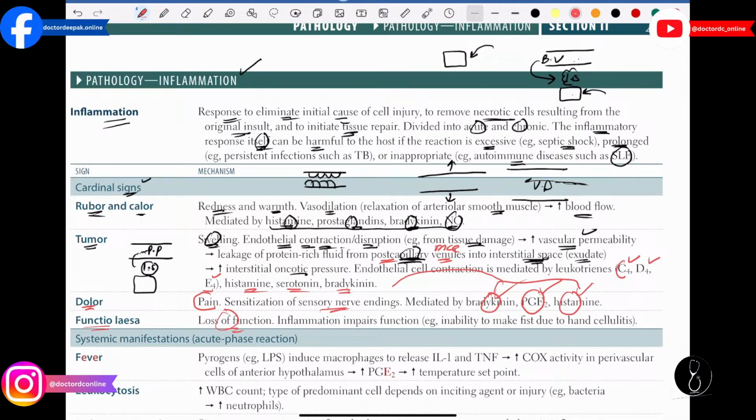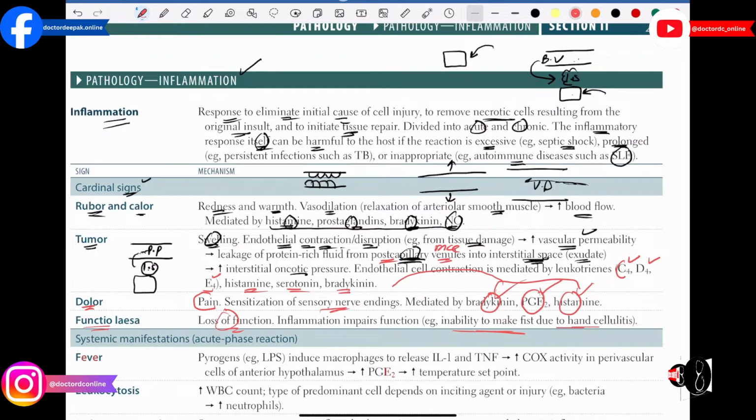So basically it is also called inability to make a fist due to hand cellulitis. So what is the meaning of this? If you get inflammation of the hand, like cellulitis of the hand, then you will not take work from that hand. You will use the other hand and try to do your task with that hand. So this is the example of loss of function. So basically it is the inflammation that leads to impaired function of that part of the body.